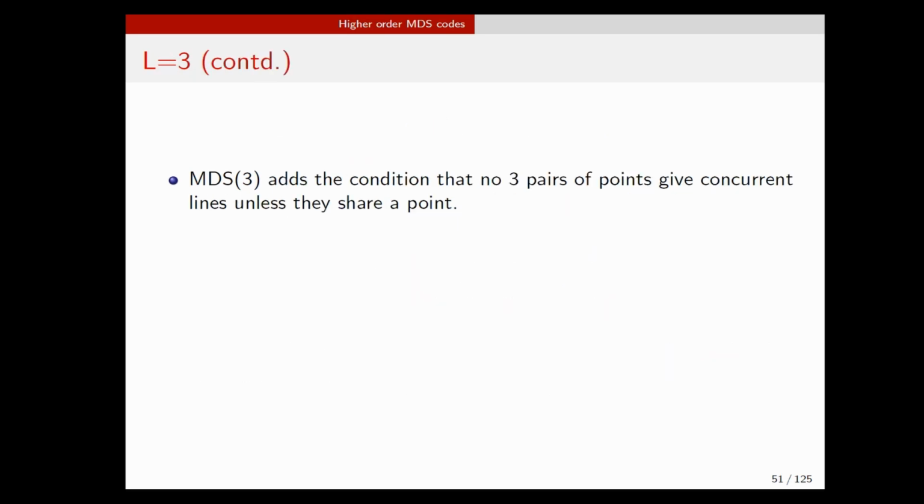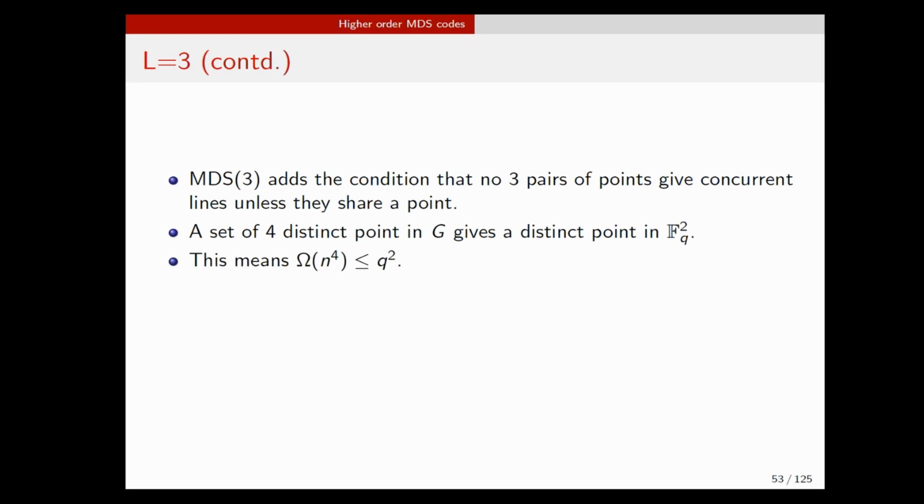So what can we say with this property? I'm basically saying that given 3 pairs of points, I get 3 lines which are not going to be concurrent. So that basically means that given 4 distinct points, I get 2 lines. These 2 lines have to intersect in a unique point. So any 4 distinct points give me a unique point in my entire space of Q squared. Otherwise, I start breaking my MDS3 property, right? So that will ensure that n raised to 4 has to be bounded above by Q squared.